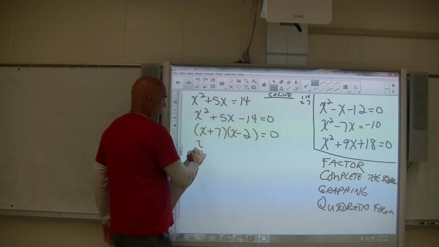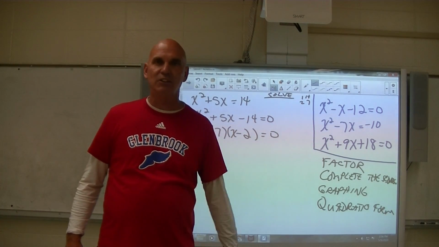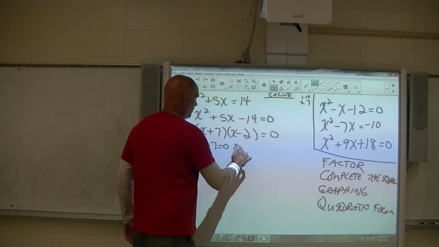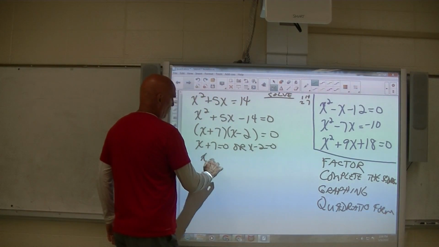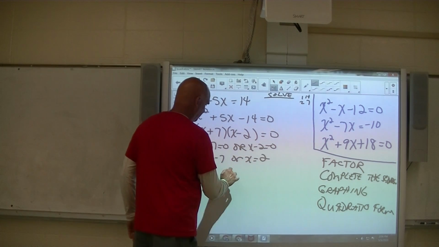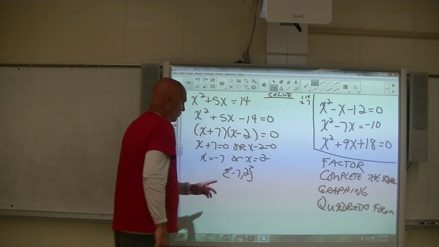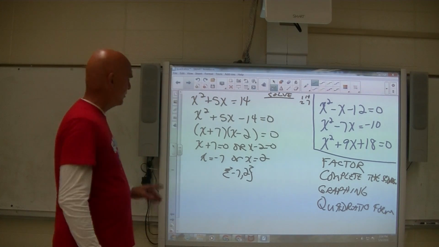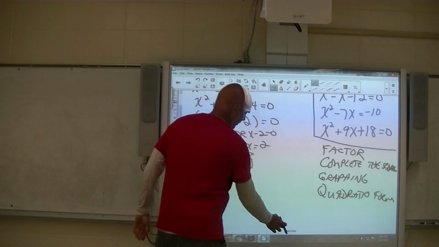So we'll solve. The only way 2 numbers can be multiplied together to give you 0 is if one of those factors is equal to 0. So x plus 7 equals 0, or x minus 2 equals 0. Subtract 7 from both sides, x equals negative 7, or x is equal to positive 2. Solution set, negative 7, 2. All right, so there's the solution. Now, we ought to be able to solve by all the methods, and every time we solve this problem, we should come out with the same answer, negative 7 and 2.